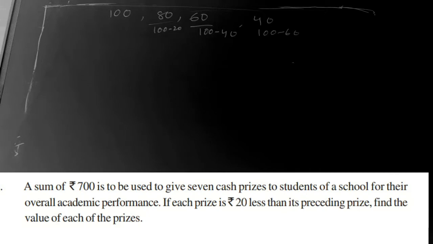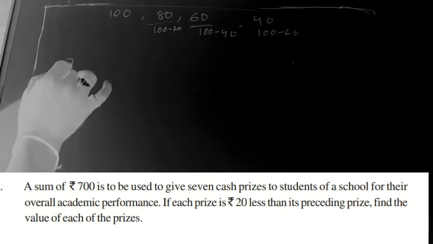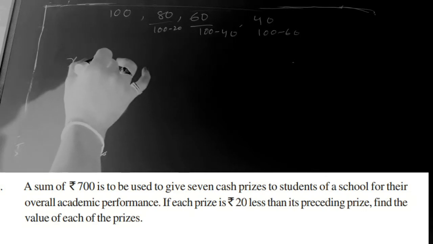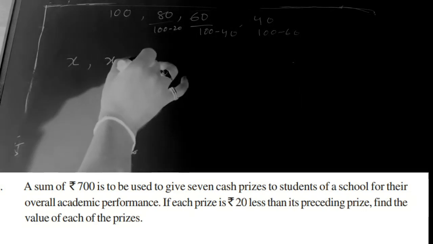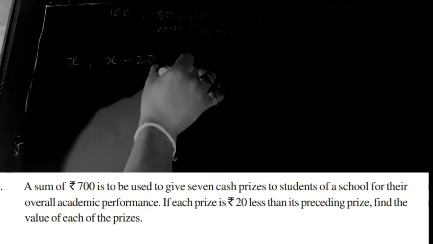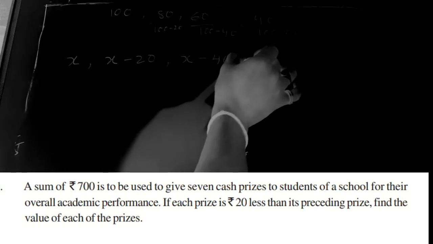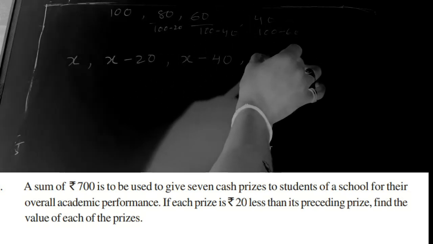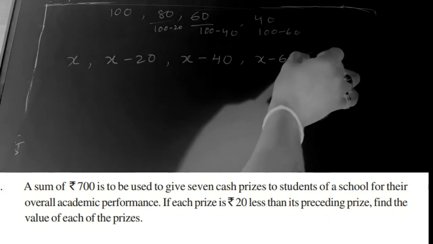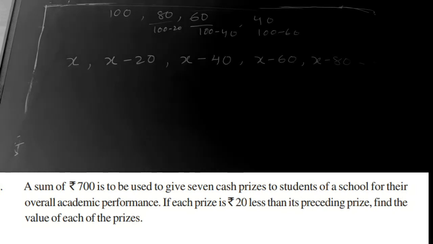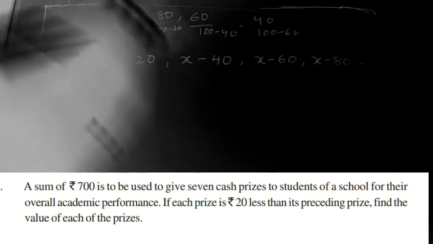Let the first prize be x. The second cash prize will be x minus 20, the third cash prize will be x minus 40, the fourth will be x minus 60, then x minus 80, and so on. So this will form an AP series, since each prize is 20 less than its preceding one.